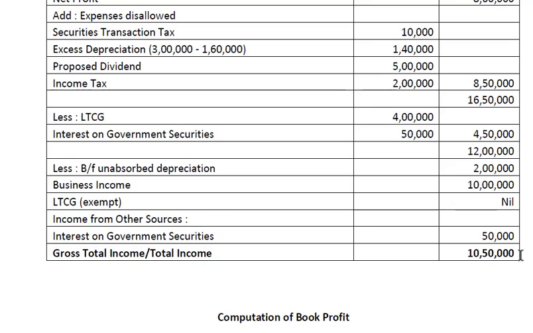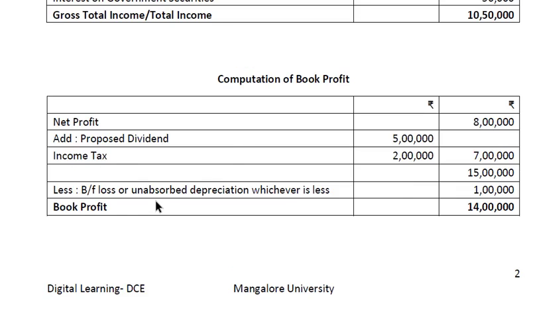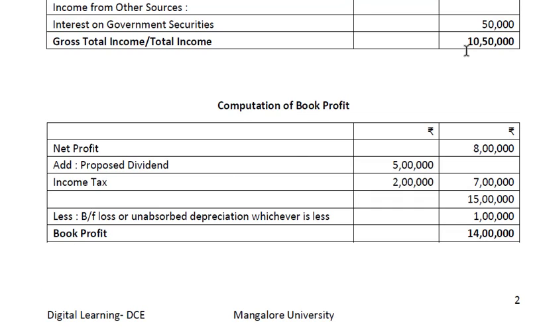Now next we have to compute the book profit. Computation of book profit. Net profit, add proposed dividend and income tax, less brought forward loss or unabsorbed depreciation, whichever is less. So here we get the book profit. Now we have to compute the tax liability on total income at the rate of 25% and on book profit at the rate of 15%.